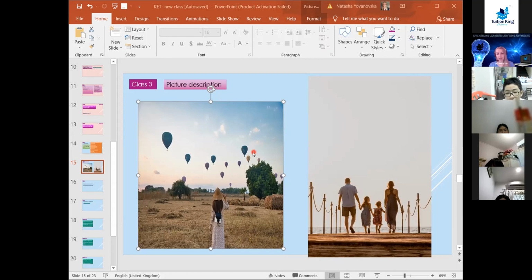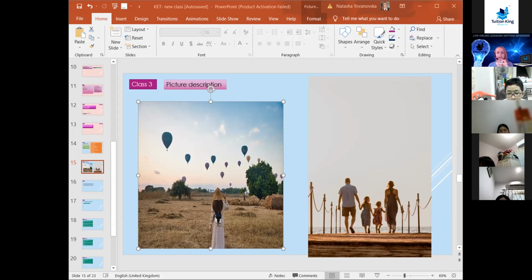No? Okay. All right, that's perfect. Thank you for that. Esther, what do you think about the second picture? What do you see here? What are they doing? Where are they going? A family. Okay, good. Walking at the seaside. Perfect.